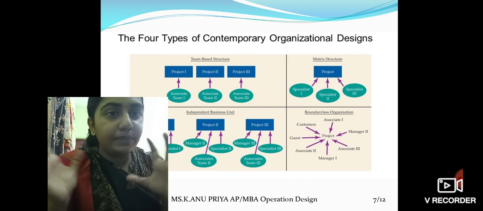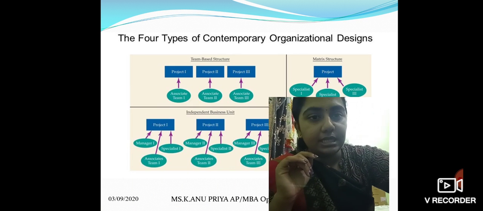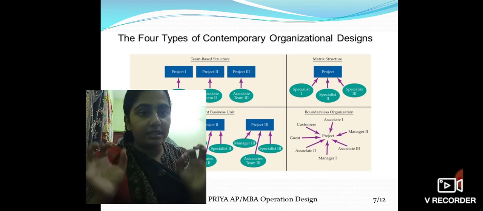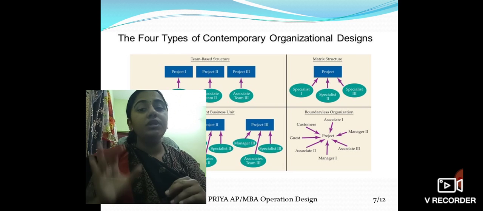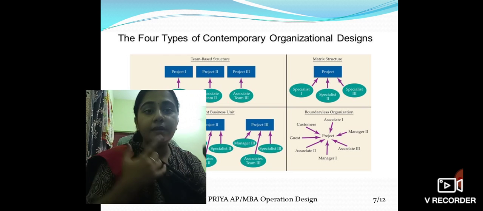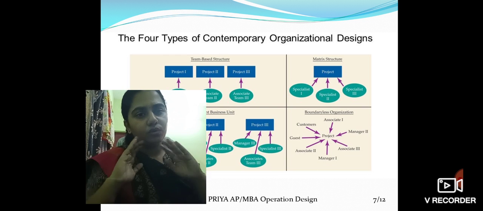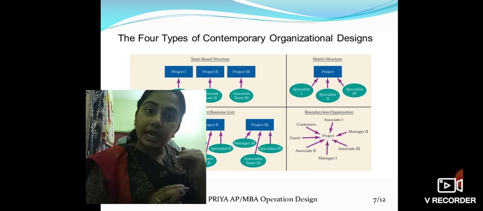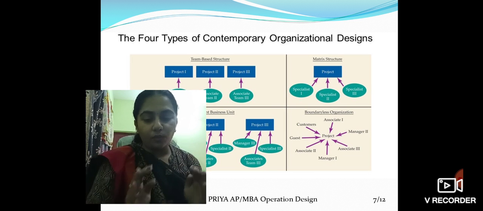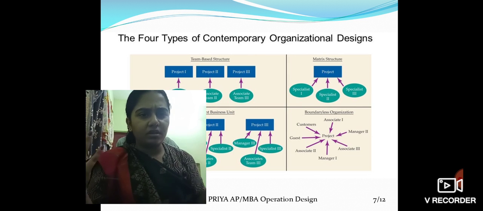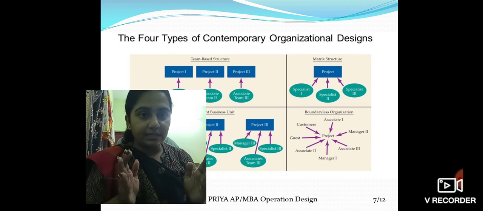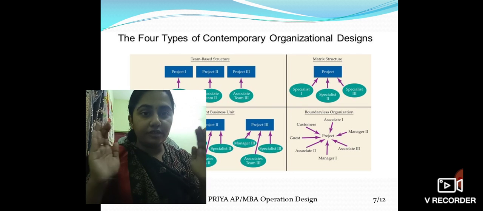So next is independent business unit. Independent in the sense that anyone can use a project, that is, whoever is able to work on the project. For example, manager 1, manager 2, associate, team leader, the employee, whoever is working in the organization can work on the project. This is called independent business unit, where a single project or a number of projects can be handled by different persons in the organization, though that is independent to use.